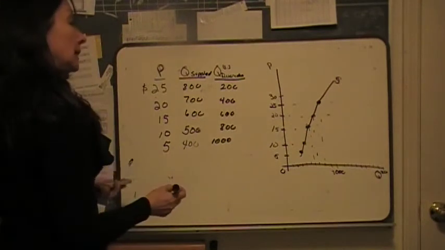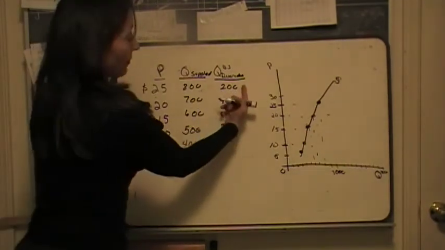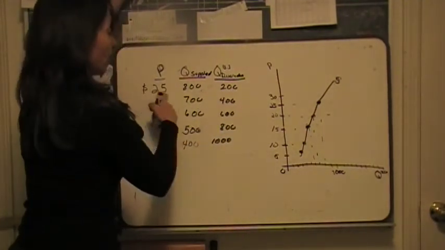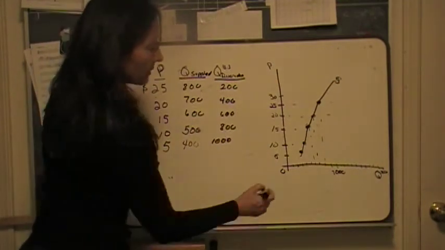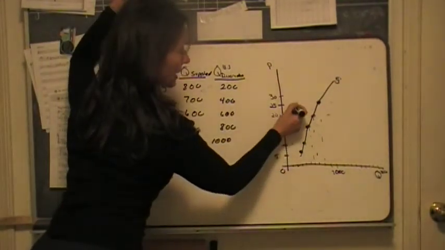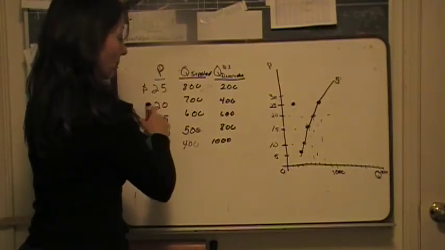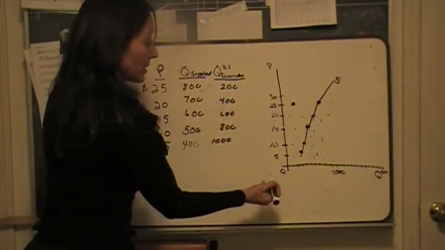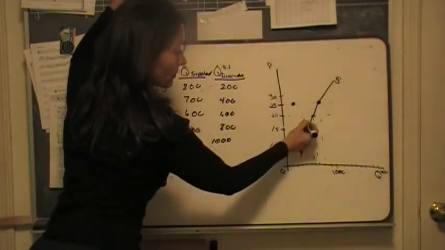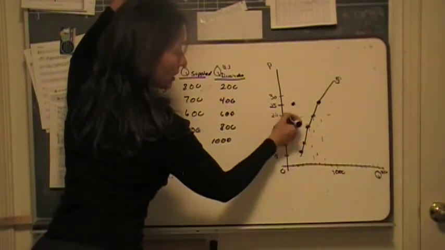Okay. Then you're asked to graph U.S. demand. At $25, that's way too expensive. Not that many people want to eat lobster at $25 a pound. Lobster drops to $20 a pound, the amount demanded goes up to 400.